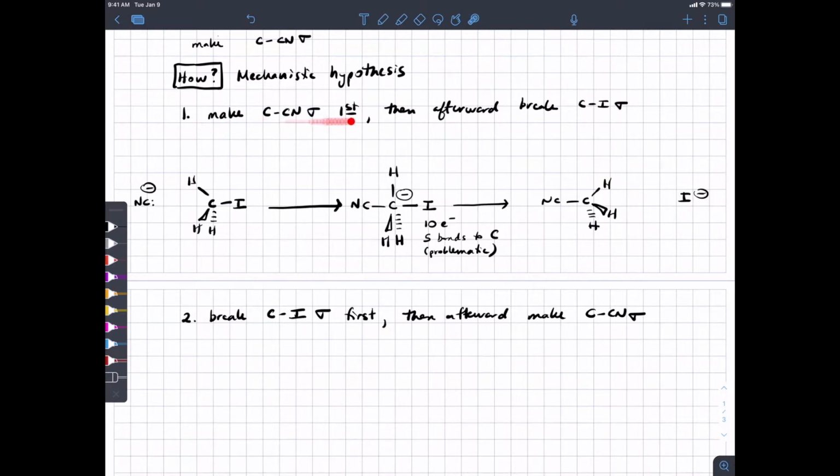So in this mechanistic hypothesis, we first make the carbon cyanide bond. We would indicate that with an arrow from the lone pair electrons on cyanide to the carbon and nothing else, and then that would be the new bond that we formed. And then in going from this intermediate to products, we would show the iodide carbon bond breaking. So this would be step A, and this would be step B.